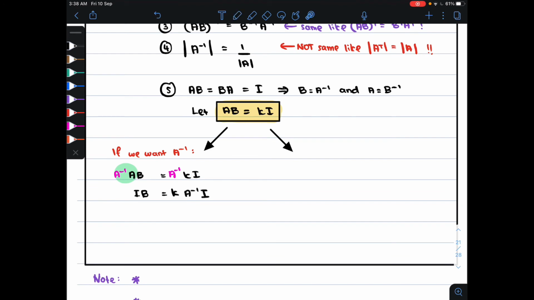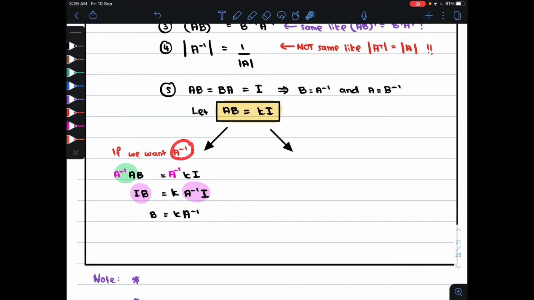Ini pun letak A inverse dengan I. And then, kamu kena faham, apa-apa matrix dia darab dengan I, dia akan dapat matrix tu balik. So, I times matrix B will give you B. A inverse times I will give you A inverse. I ni kamu anggap dia macam nombor 1 lah. 2 darab 1 adalah 2. 1 darab 2 adalah 2. Kita macam kita ignore nombor 1 tu. This one pun sama juga, kita macam kita ignore I. Ini pun kita ignore I. So that's how you get B equal to K A inverse.